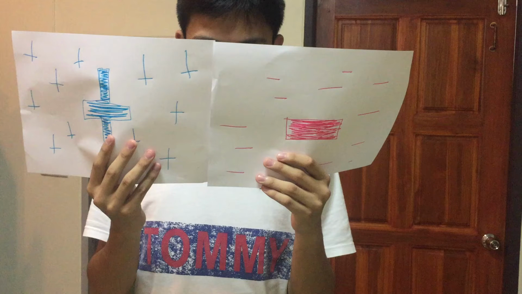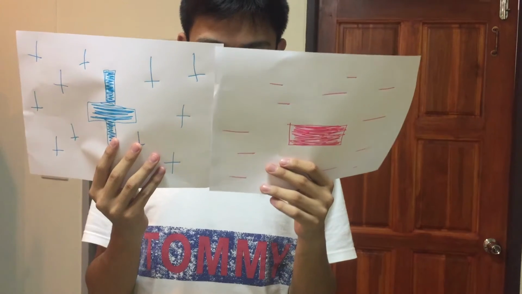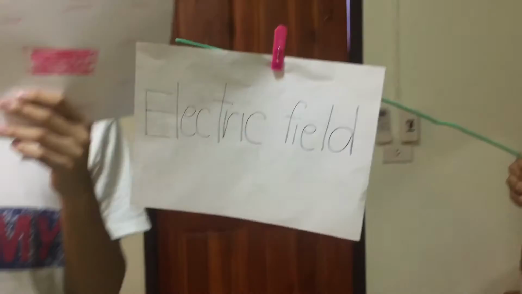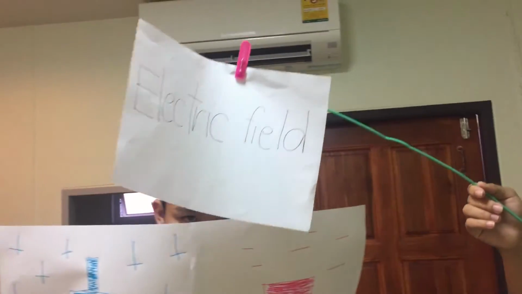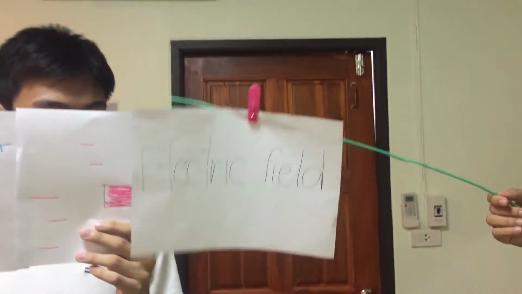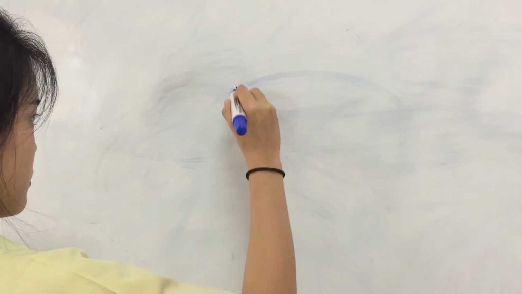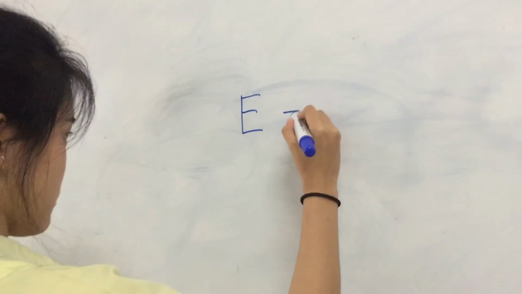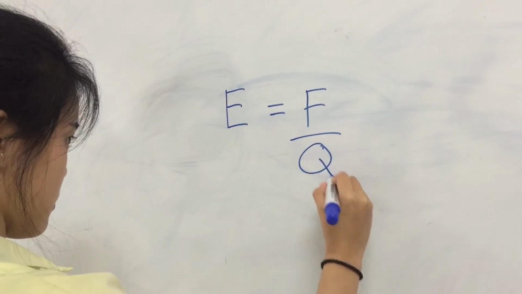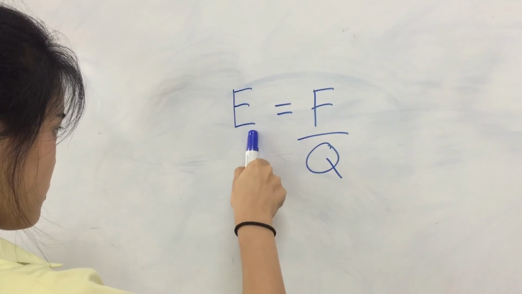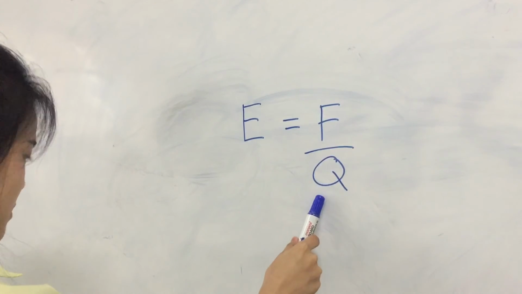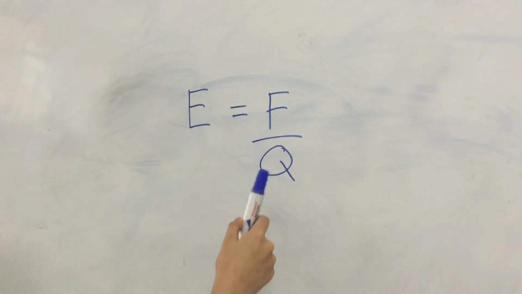Electric field. An electric field is a region in which an electric charge experiences a force. Since nearby charges exert forces on each other, there are electric fields in the spaces surrounding them. To be able to find the electric field, the formula is E equals F divided by Q, where E is the electric field strength, F is the force, and Q is the unit charge.